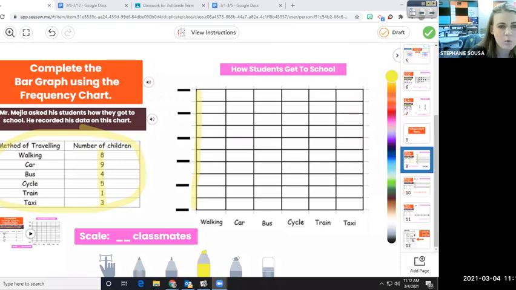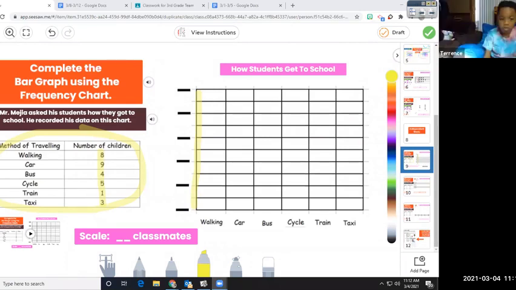What do you think is a good scale for this data here? What did you discuss with your partner? What are your thoughts? Terrence, what do you think is a good scale? So what I said I was gonna do is do it in a row. So like walking 8 little bars, and then I'm gonna keep repeating that step until I'm done with that slide.